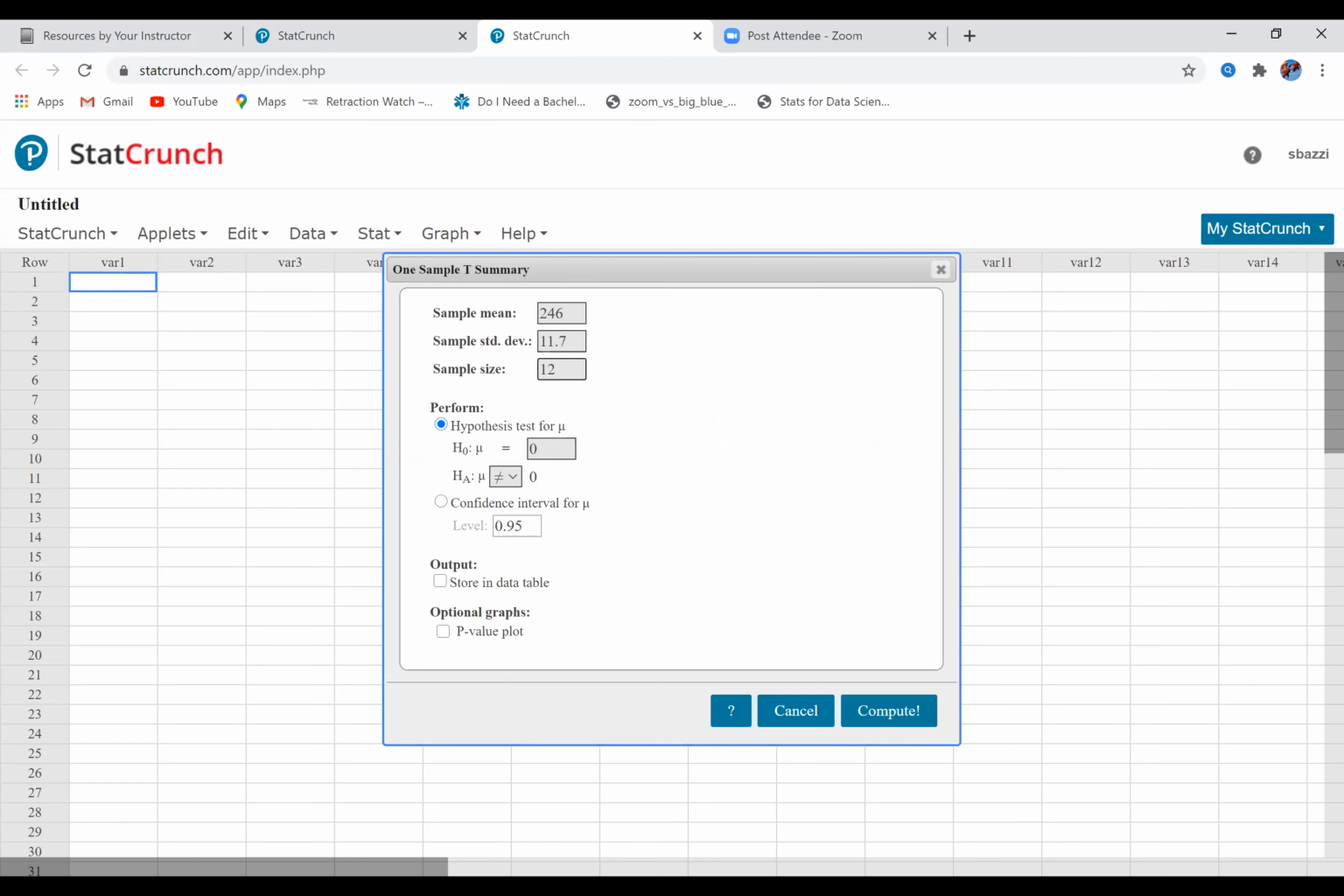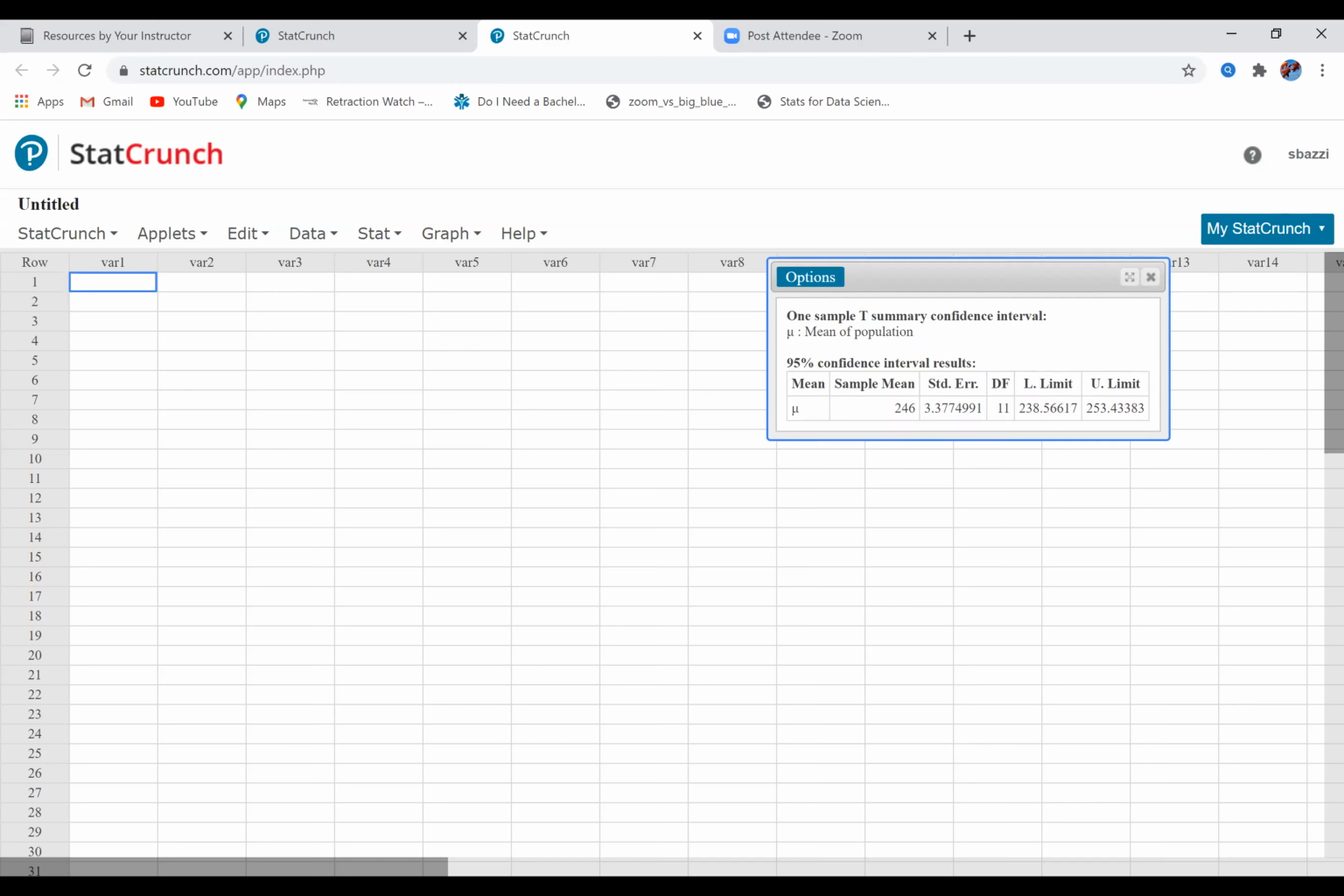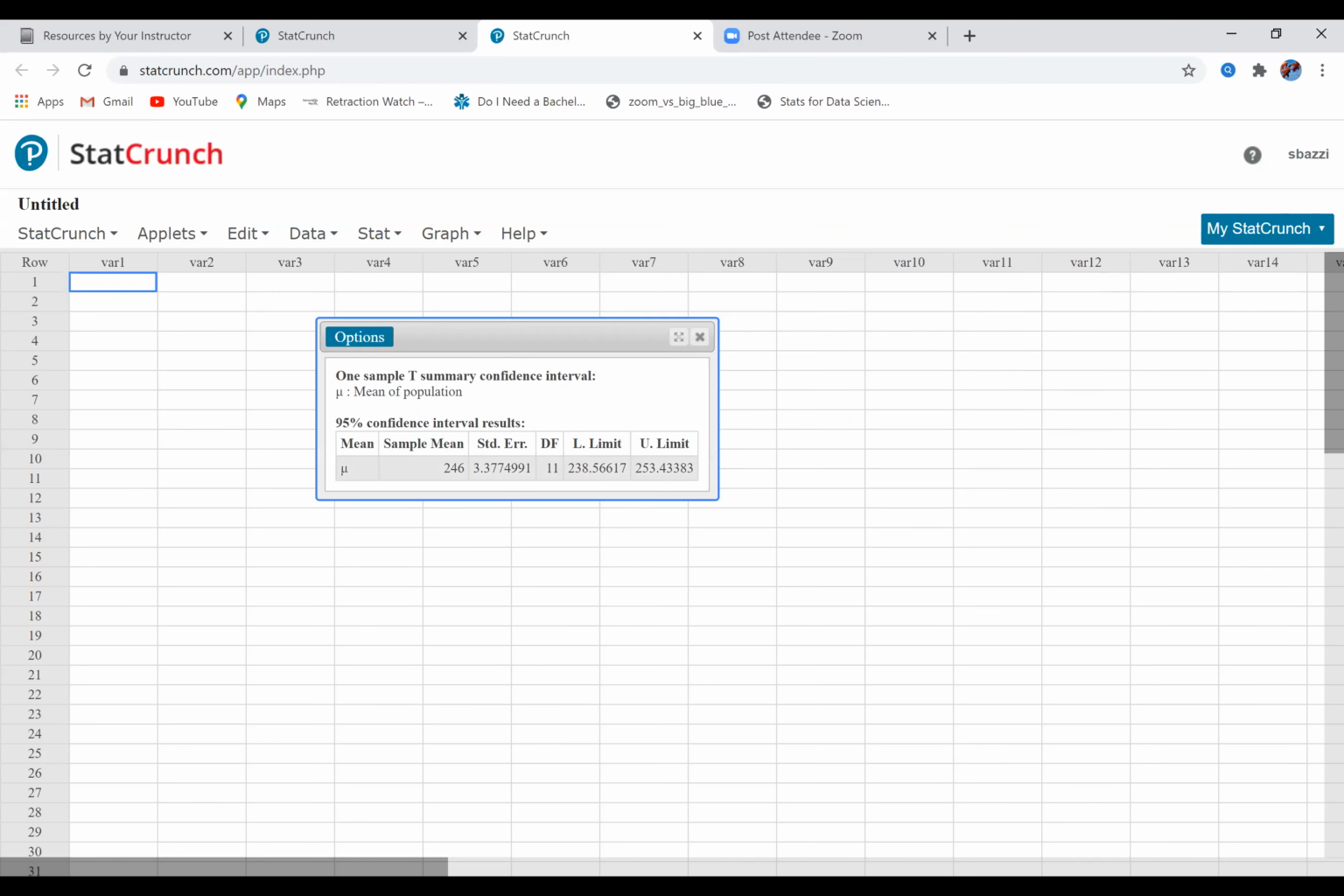This is for chapter 7, hypothesis testing. We're not doing that. We're going to go to confidence interval. And the level is 0.95. I'll keep it because that's what I want. And compute. Here you go, guys. You see the confidence interval is the lower limit and the upper limit: 238.566, 253.43, and that's the confidence interval. This is the degrees of freedom, which is 11, 12 minus 1. All right, so that's how you do it.